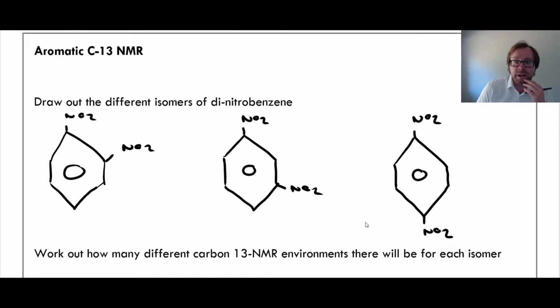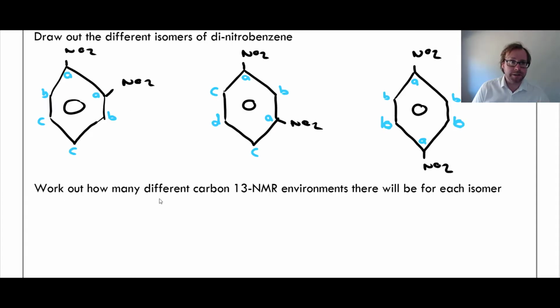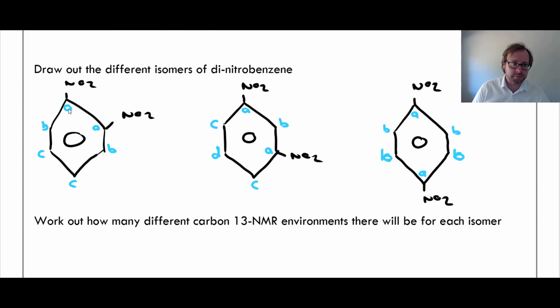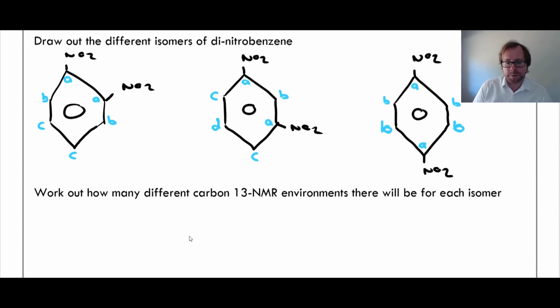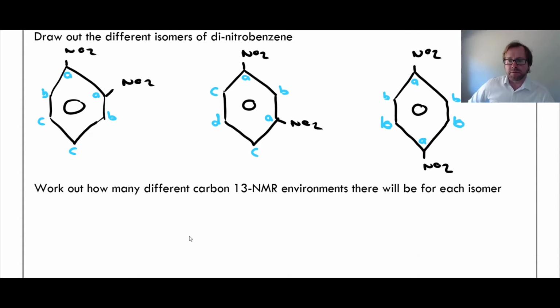So now I'd like you to have a go at working out how many different carbon NMR environments there will be for each isomer. Remember, you will have some equivalent carbon environments. Okay, have a go at this. Okay, right, so it is quite tricky and you do need to practice it. But I think I've worked it out. So how many different carbon environments will there be for each isomer?